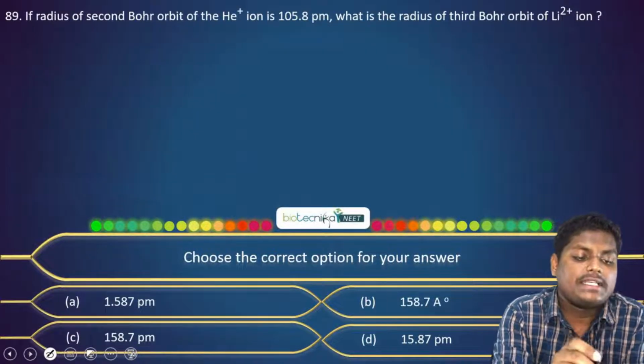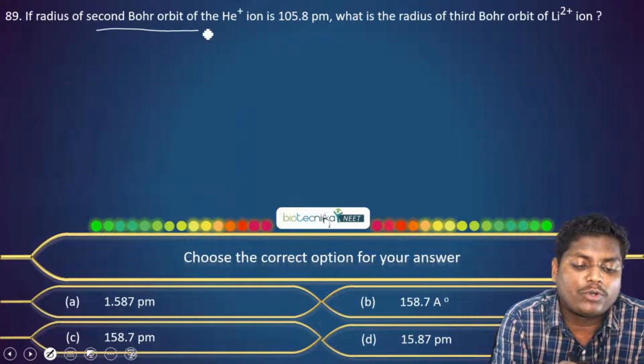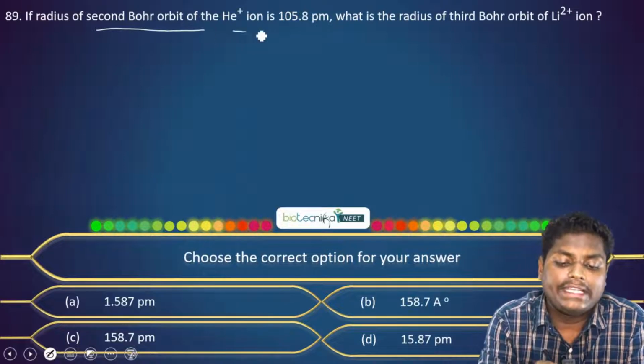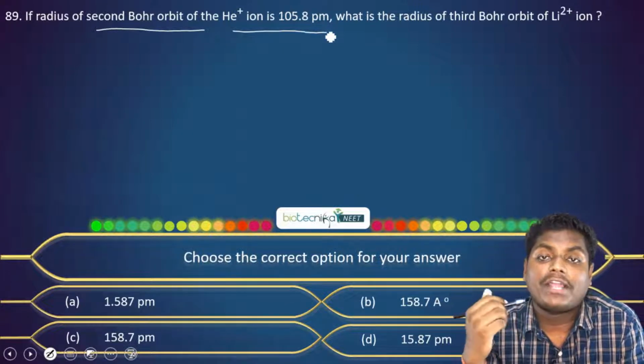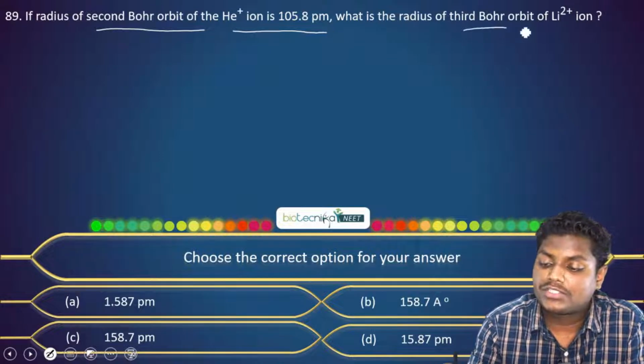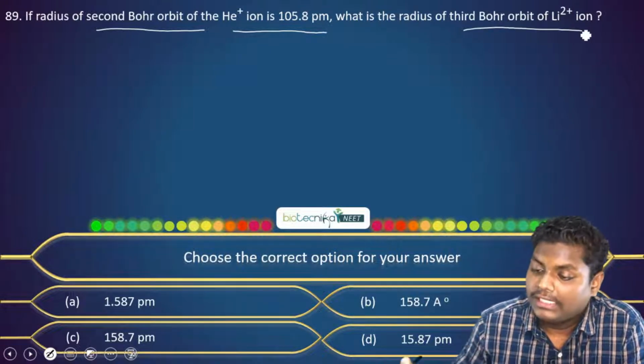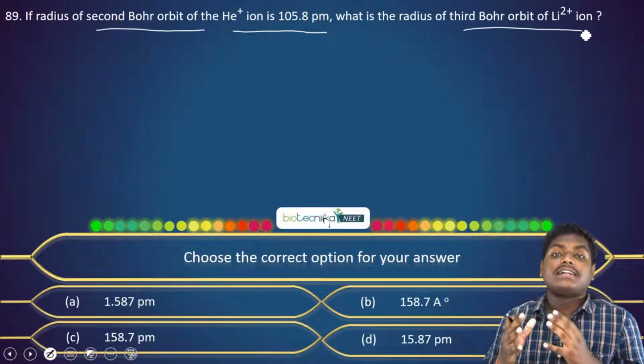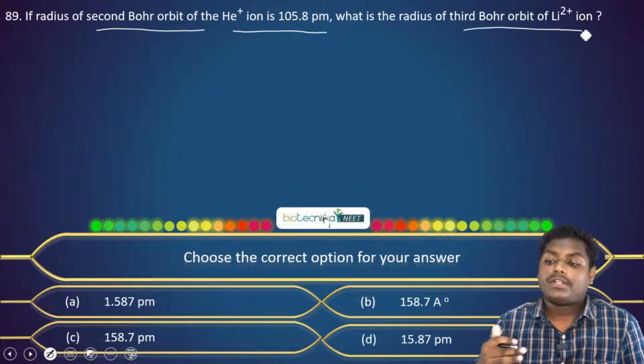So the next question is, if the radius of the second Bohr orbit of the helium ion is 105.8 picometer, what is the radius of the third orbit of the lithium 2+ ion? So it is asking us the radius of the third orbit of the lithium 2+ ion.